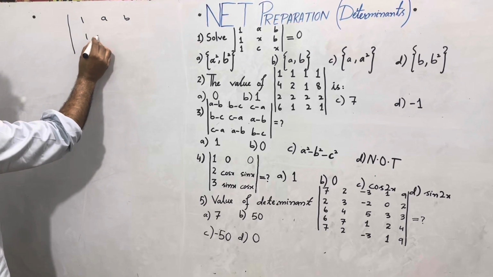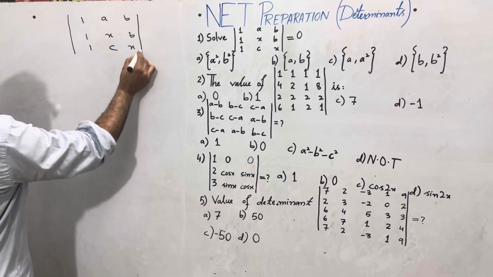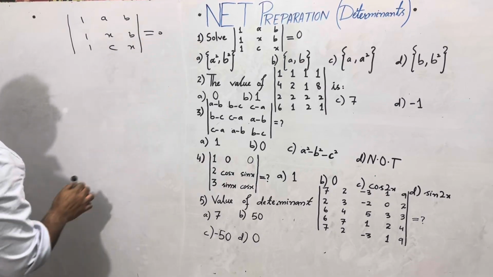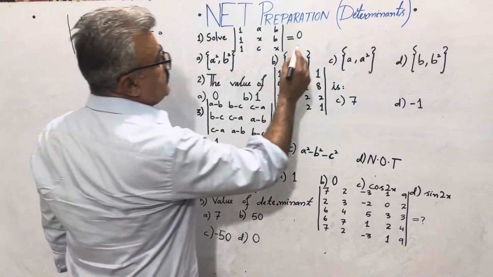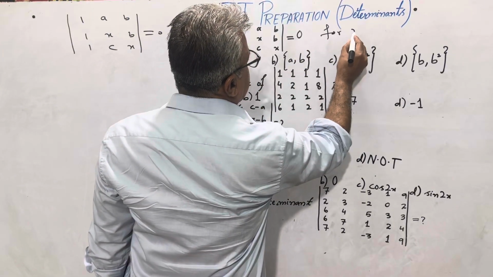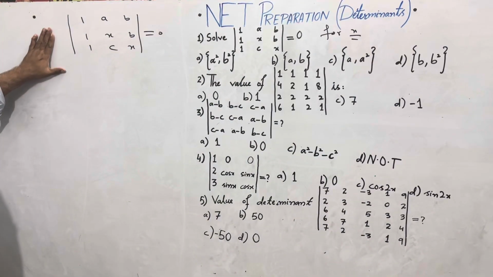The rows are 1, a, b; 1, x, b in the second row; 1, c, x in the third row. If the determinant is 0, we are asked to solve for x. We are interested in the value of x.